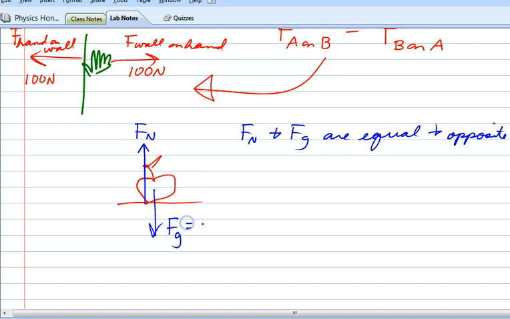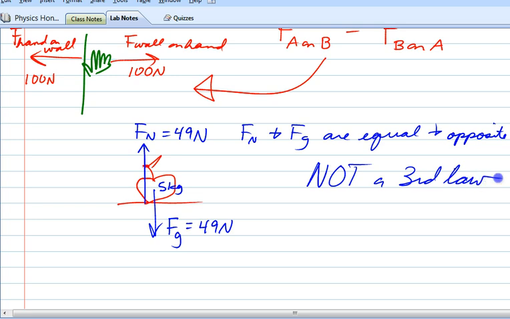If the force of gravity is 49 newtons from a really fat 5 kilogram apple, then the normal force has to be 49 newtons upwards. We've already talked about that. But are they a Newton's third law pair? The answer is no. They are not a third law action-reaction pair. So the question is, why? Well, let's break this down.